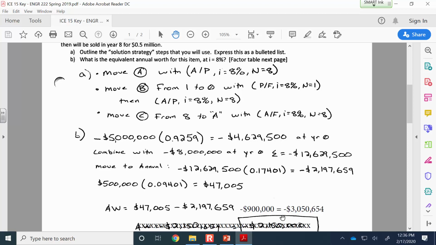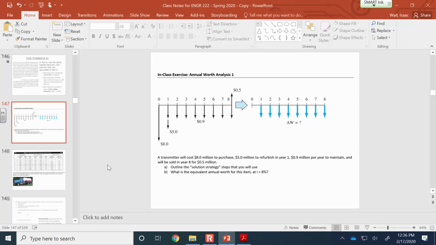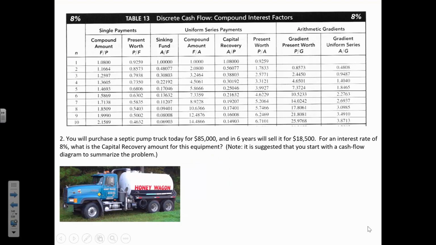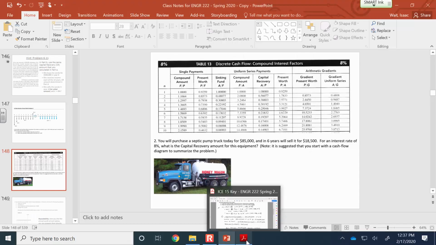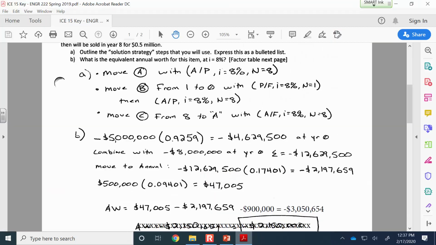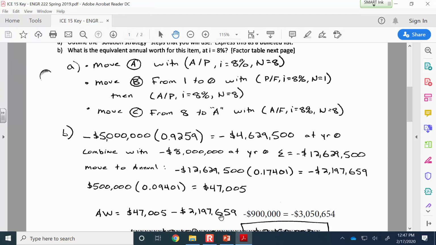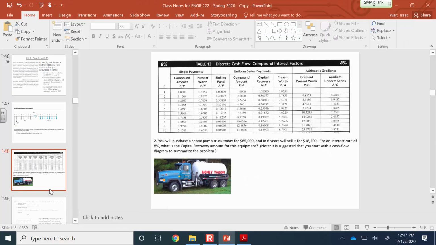Once you finish this one, then start with the question on the back, trying to find the capital recovery for a septic pump truck. In case you need to see the other problem solution, I'll leave that up for a few more minutes. I'm going to put the solution to the second problem up on the screen.